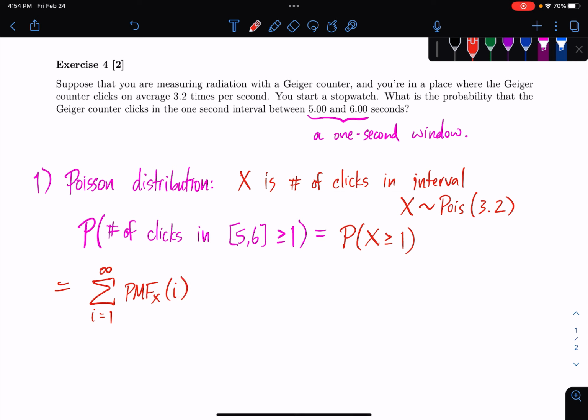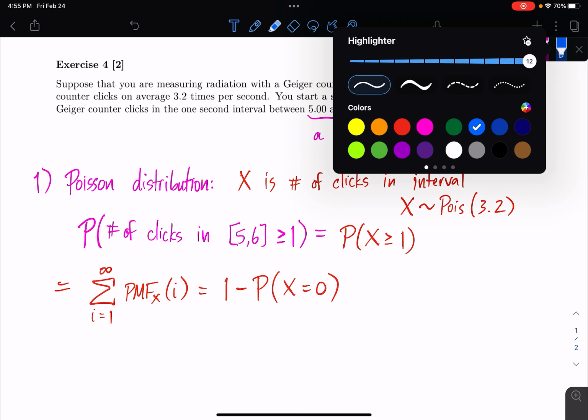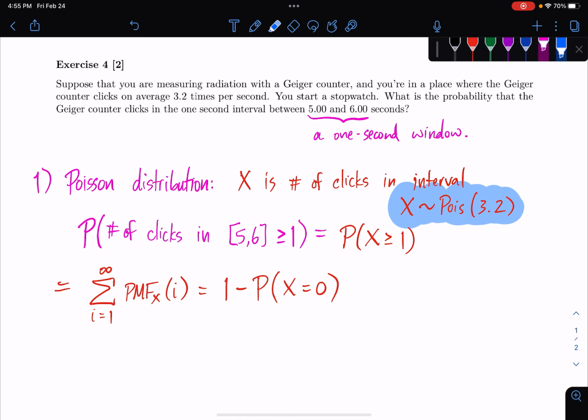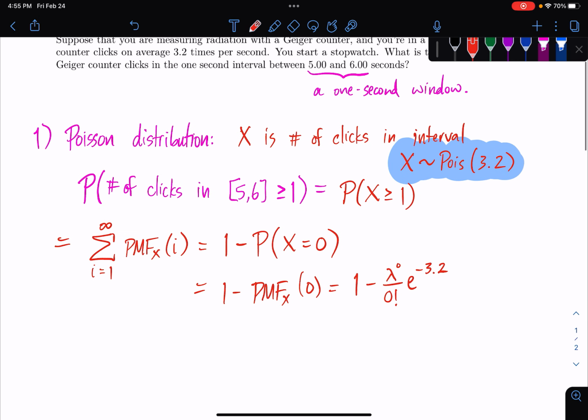That's the correct answer. But this is actually just going to be equal to 1 minus the probability that X clicks less than 1 time, which means it clicks 0 times. And since we have this Poisson distribution to work with, this is an easy thing to compute. This is just 1 minus the PMF of X at 0, which is going to be 1 minus lambda to the 0 over 0 factorial. We actually aren't even going to care what the lambda is right here, because that just goes to 1. So we get 1 minus e to the minus lambda.